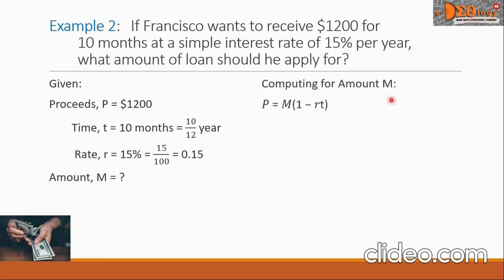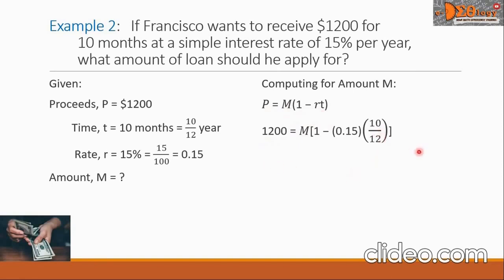Going to our formula, we are now to compute the amount M. And the same formula we're going to use. P equals M times the quantity 1 minus RT. Doing the substitution now, we will have the P now becomes 1,200. M is what we want to know. We will just copy. 1 is a constant, then minus the product RT. R now becomes 0.15 times the time, that is 10 over 12.